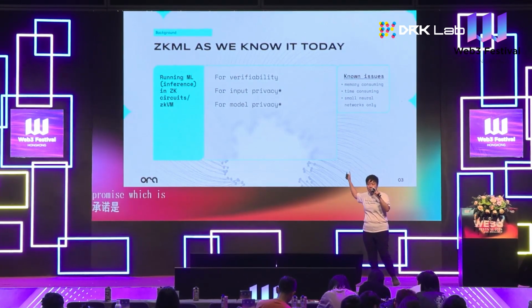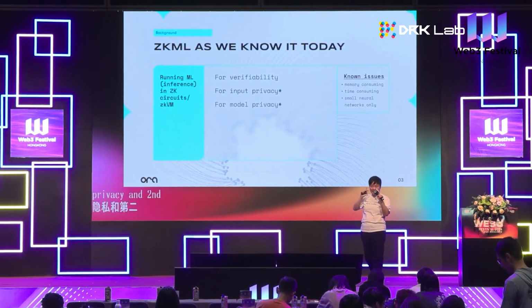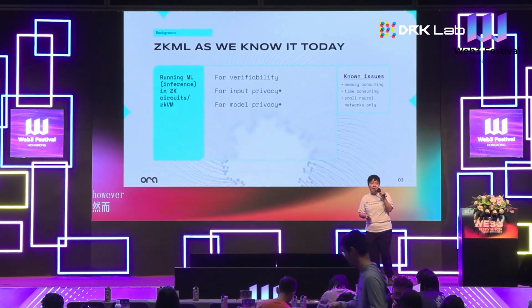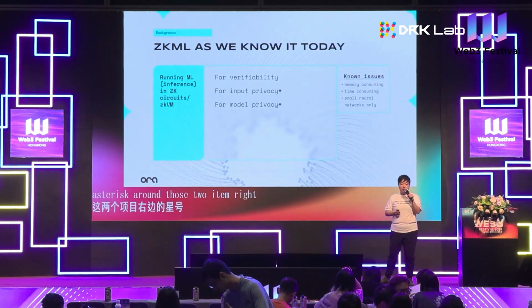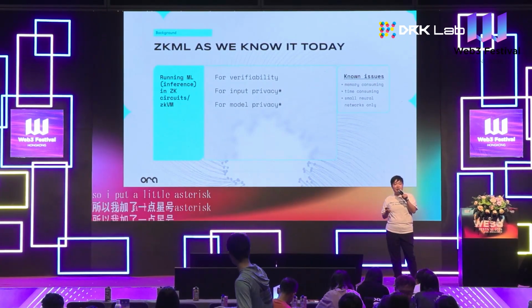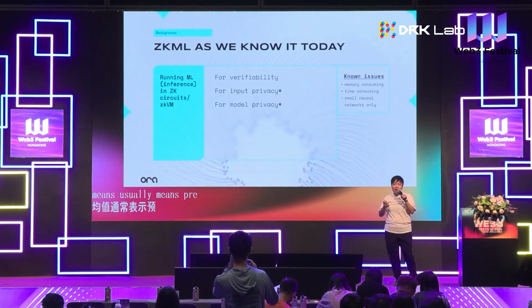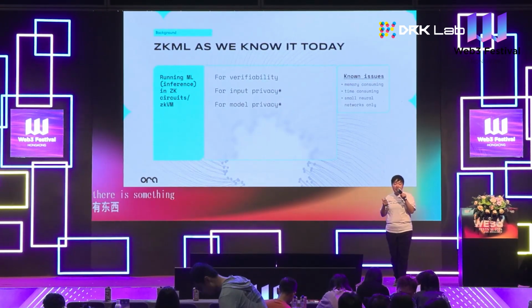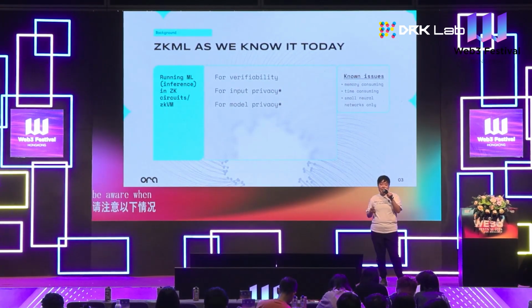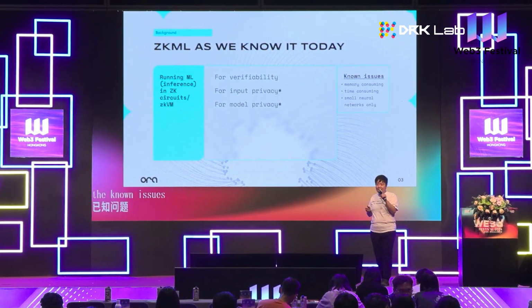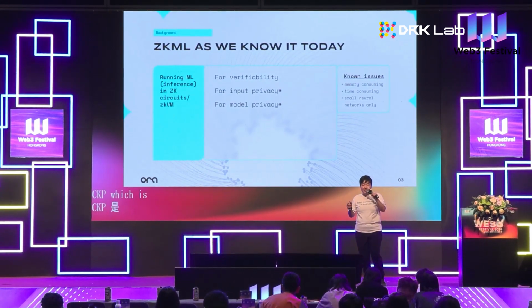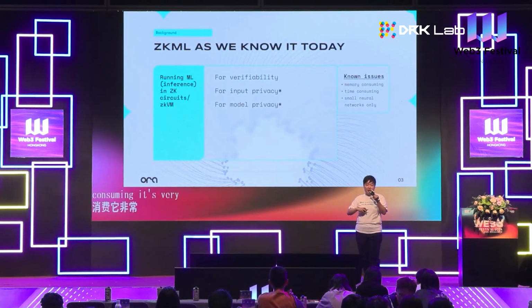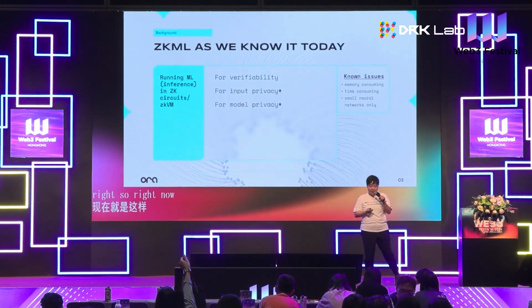I put a little asterisk, which usually means precaution. There is something that you should be aware of when we talk about privacy with ZK machine learning. And the known issues are the same as with ZKP, which is it's very memory consuming and very time consuming. So right now we can only do zkML for a very small network. And by very small, I mean something that you're usually only using for benchmarking. It's small in the sense that it's not even for a real life use case, at least for now.